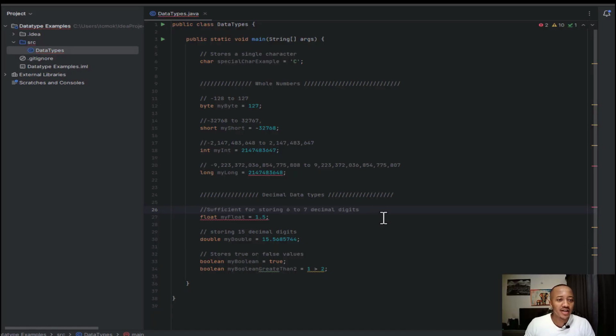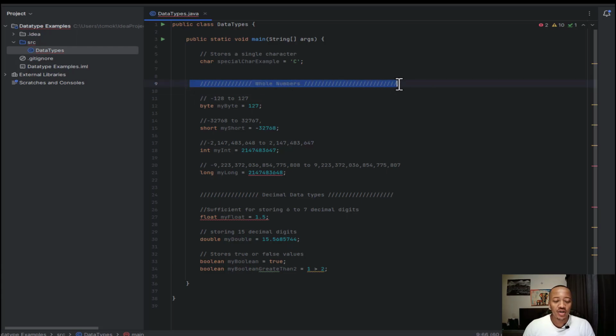Okay, so let's look at the coding example of the data types which we just spoke about. We spoke about data type char, right? That's for a single character. It can be your number, it can be your alphabet, special characters, and so on. Okay, then we spoke about whole numbers. Inside whole numbers, there's byte, short, integer, and long.